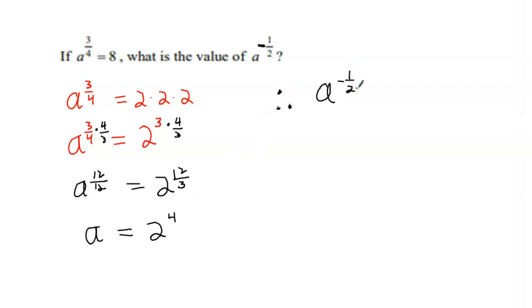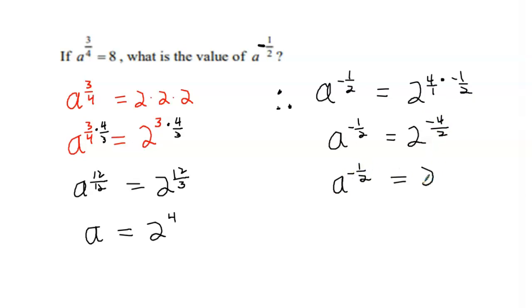So therefore, a to the power negative 1 half, we are going to multiply this original exponent 1 times negative 1 half. And as we do that, the whole number is over 1, so we can rewrite it like that. And then this becomes 4 times negative 1, which is negative 4, divided by 1 times 2, which is 2. And we get 2 to the power negative 2.